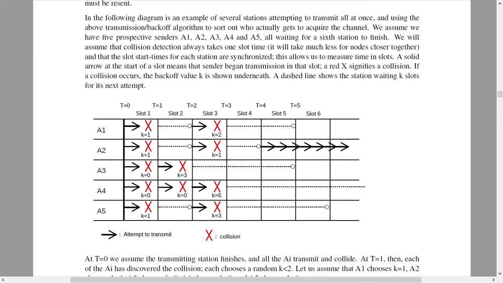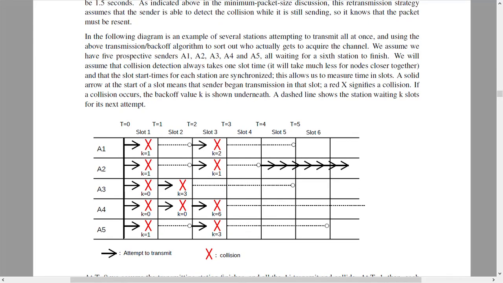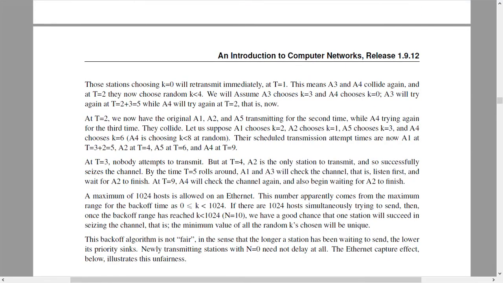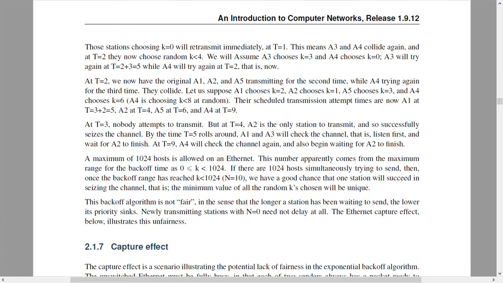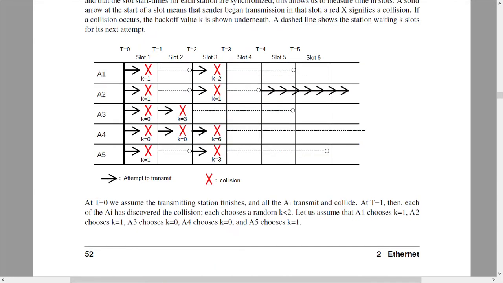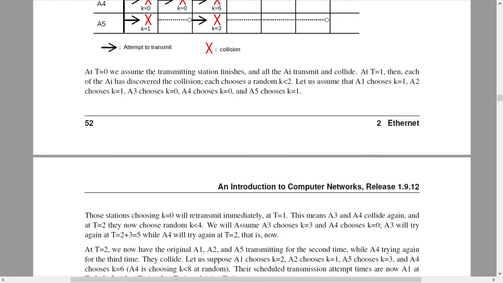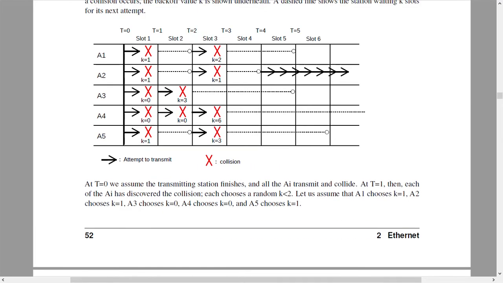Here's another mechanism of showing you a diagram. It's actually a pretty good diagram of showing you when collisions happen and how they continue their resuming of transmission. So that's pretty good. This is the walkthrough of that. Take your pencil and read the walkthrough and understand how these work. It will greatly help your understanding of establishing a network.